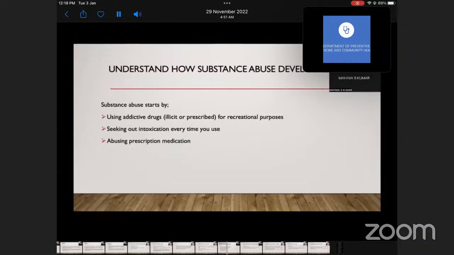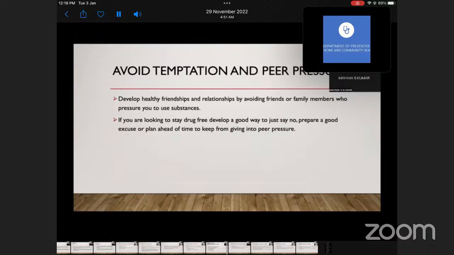Now let's have a look at understanding how substance abuse develops. Substance abuse starts by using addictive drugs for recreational purposes, seeking out intoxication every time you use, and abusing prescription medications. We should avoid temptation and peer pressure. We should develop healthy friendships and relationships by avoiding friends or family members who pressure you to use substances. And if you're looking to stay drug-free, develop a good way to just say no.